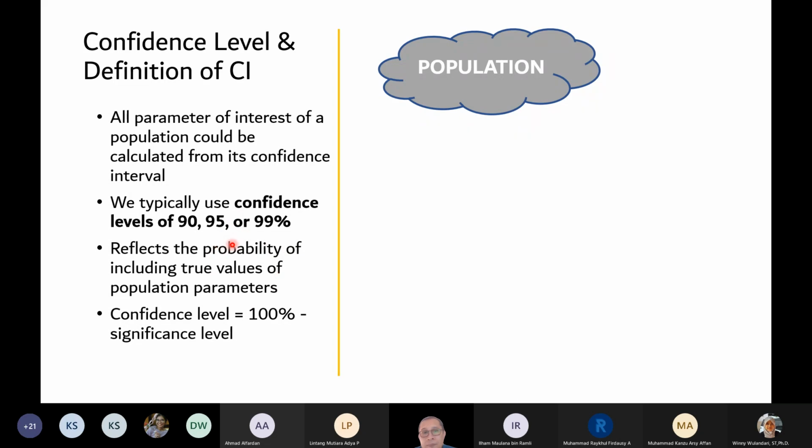Selang keyakinan kita. Okay. So confidence level is 100% minus significance level and the other way around.